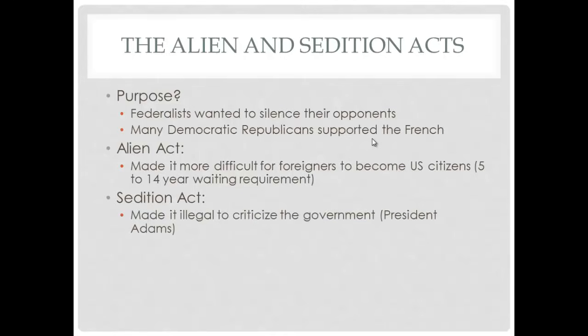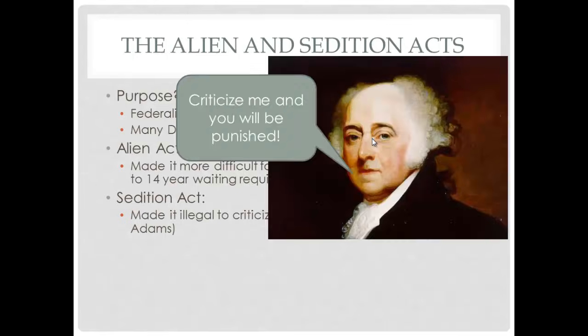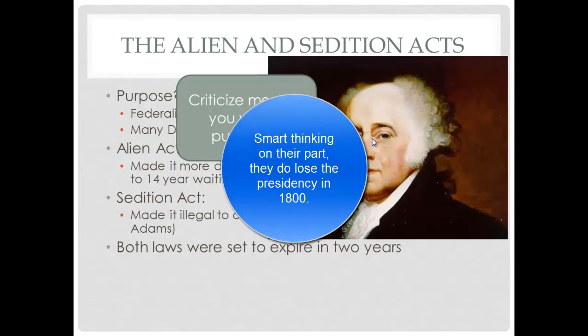Now, the Sedition Act, which was passed at the same time, made it illegal to criticize the government, and especially President Adams. And he says, criticize me and you will be punished. Now, this is a direct violation of the First Amendment, but it's passed anyway. Both laws are set to expire in 2 years, in the year 1800. In case the Federalists lose in the election of 1800, this law can't be used against them.